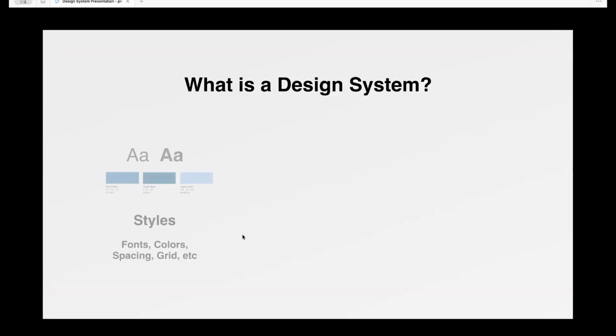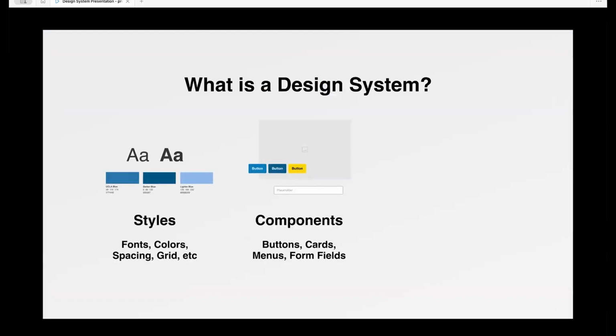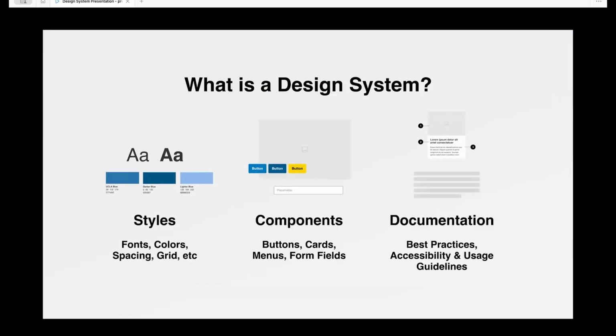So what is a design system exactly? It's comprised of styles, components, along with documentation. Styles are things like fonts, colors, spacing, and the grid. Components are buttons, cards, menus, and form fields. And the documentation is basically following best practices for accessibility and usage guidelines. So this essentially provides a foundation for our design system. And I'll provide links in the chat so you could reference all of this on our website.